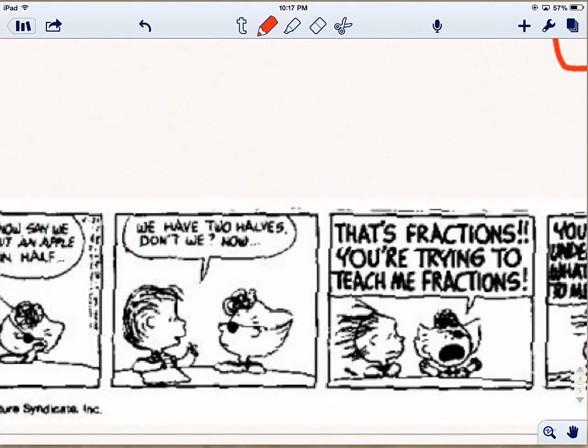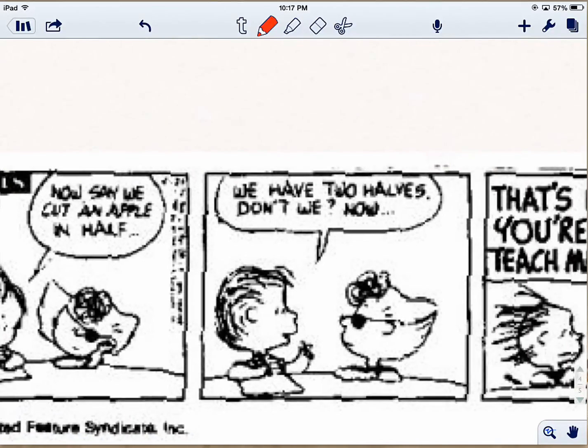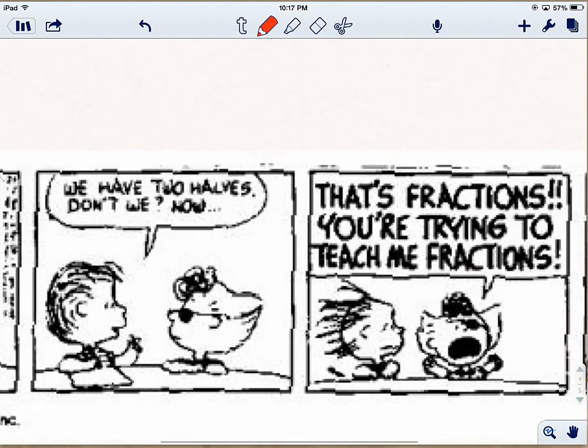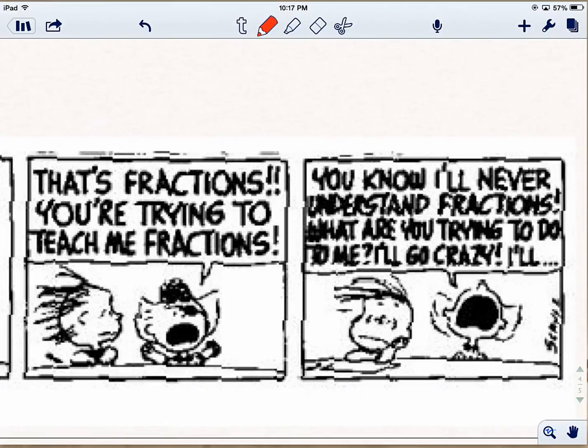So I'll leave you with this. Hopefully we can work with some fractions. It's the Peanuts cartoon. Now say we cut an apple in half. We have 2 halves, don't we? Now, how many of you ever felt like this when you're working with fractions? Just remember, the rules don't change even when there's variables. There's algebra. When you divide and multiply fractions, if you know the rules, they will work for all of them. Hopefully this helps.